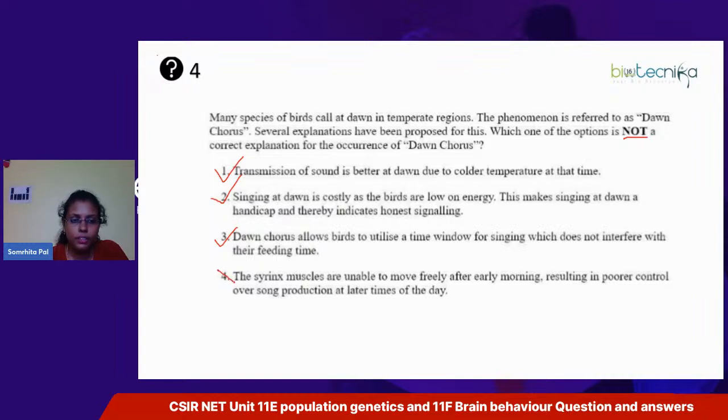Now, the fourth is wrong. So the incorrect one is option 4. It is not like the muscles are unable to move freely after early morning. No, it is not that case. Okay, this is the wrong statement. I hope this is clear to everyone.